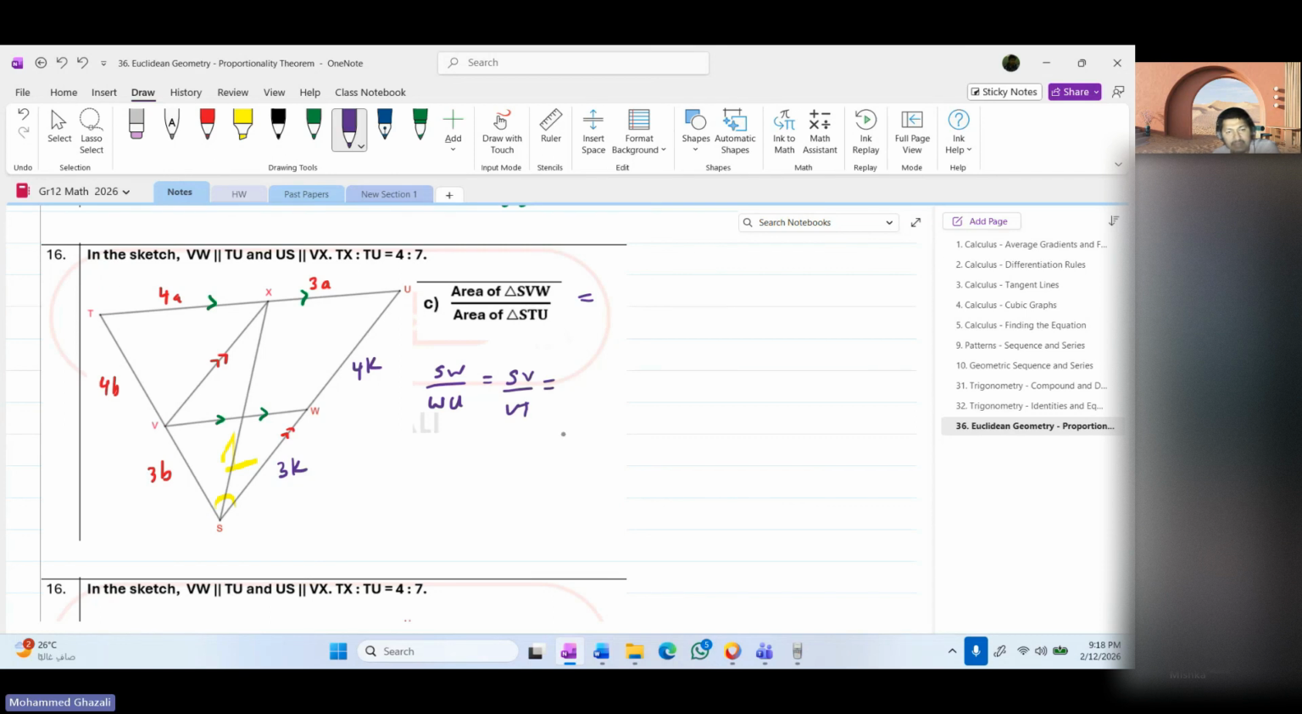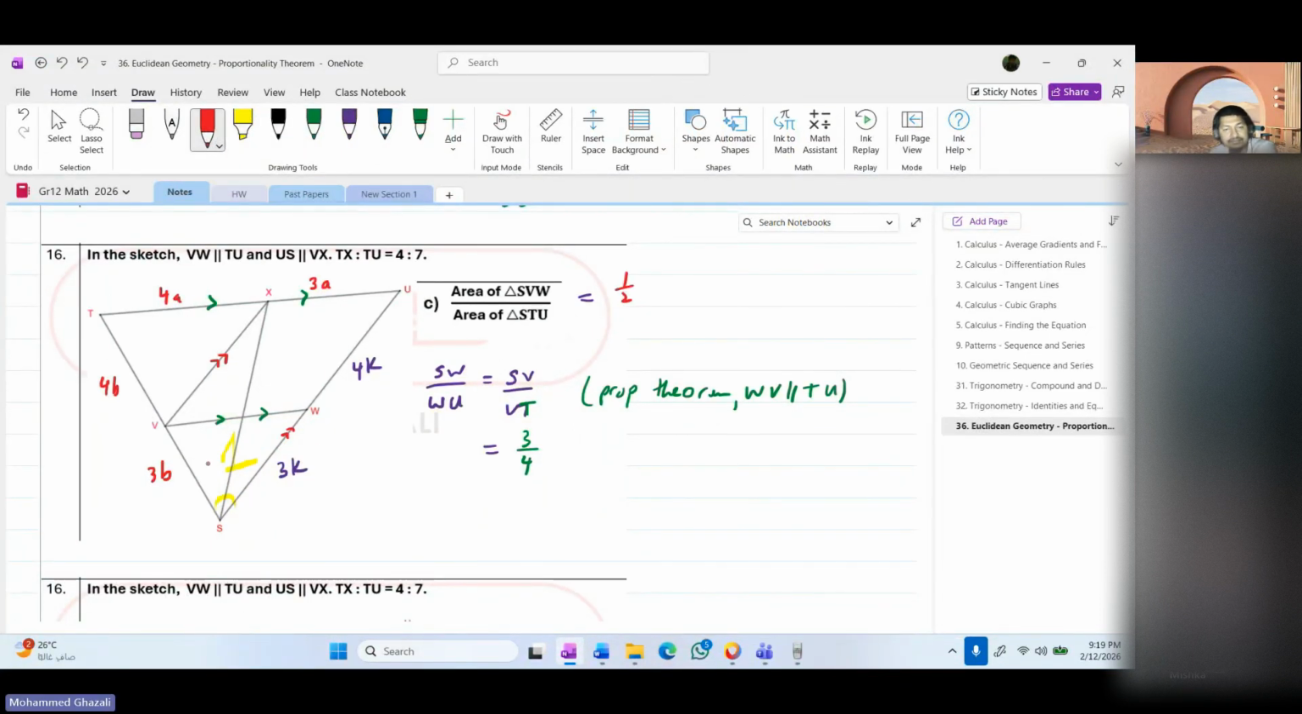SV over VT. Now, SV over VT is now equal to, what is SV over VT? SV over VT is 3 over 4, right? Because 3B over 4B. Now, this was because of the proportion theorem, because VW is parallel to TU. Now, we're almost there.